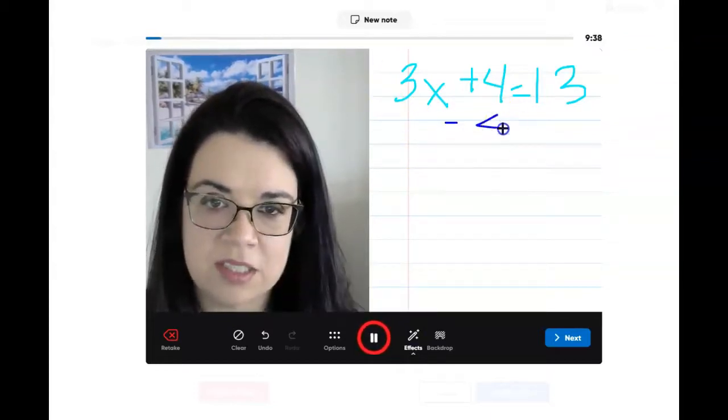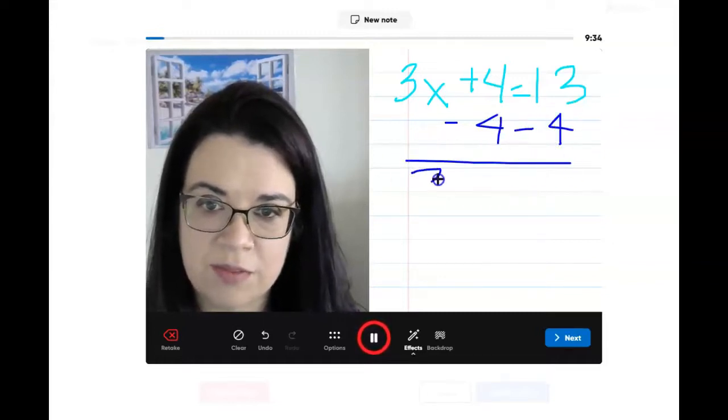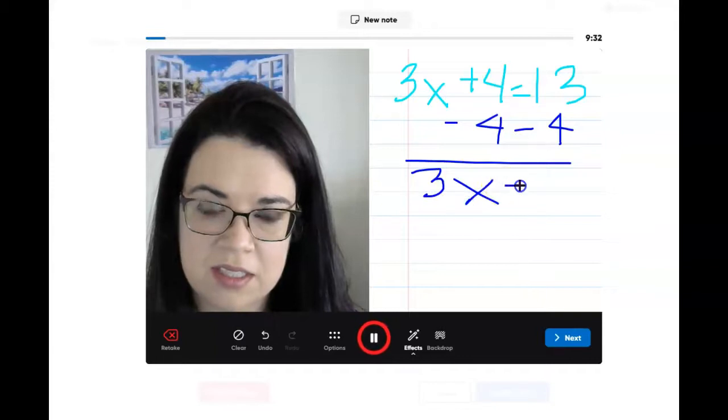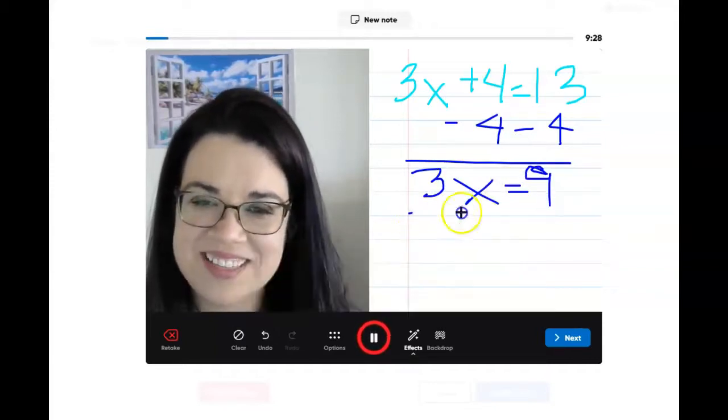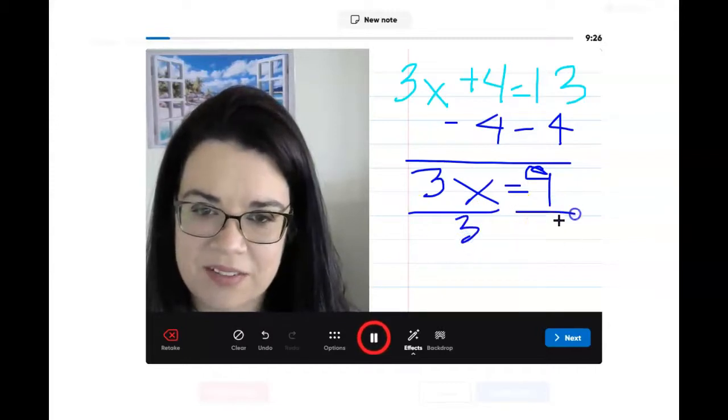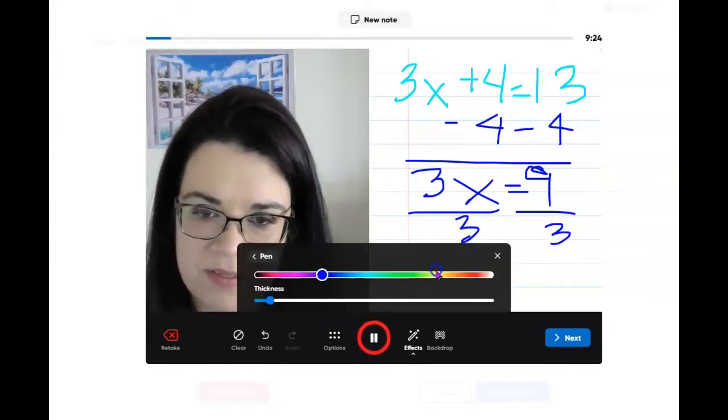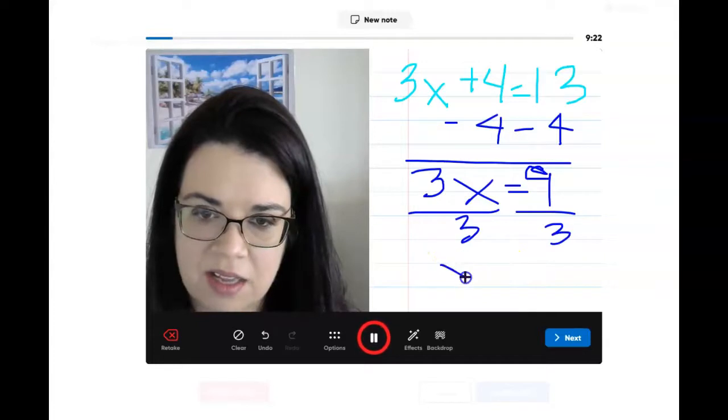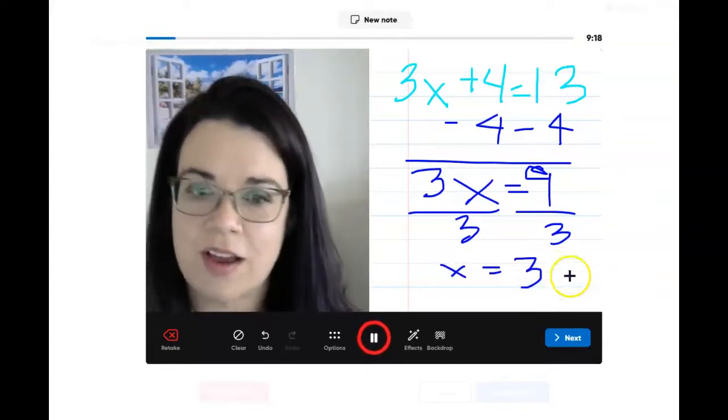So I know I need to subtract 4 on both sides. And I'm left with 3x is equal to 9. I divide both sides by 3. And I'm left with x equals 3. That's how you solve for x.